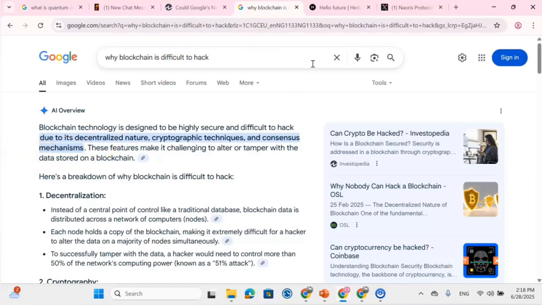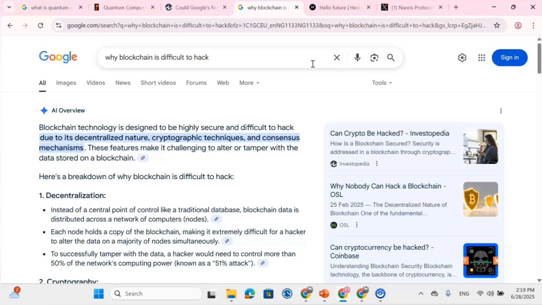Blockchain technology is designed to be highly secure and difficult to hack due to its decentralized nature, cryptographic techniques, and consensus mechanism. I've not heard that a blockchain has been hacked before. These features make it challenging to alter or tamper with the data stored on the blockchain. I've heard that an exchange has been hacked. I've heard that a smart contract has been hacked. I've never heard that a blockchain has been hacked. That is why a lot of people rely on blockchain so much, because it has stood the test of time and it has not been hacked.